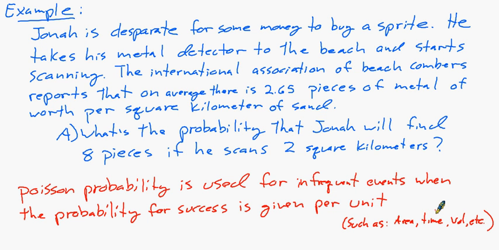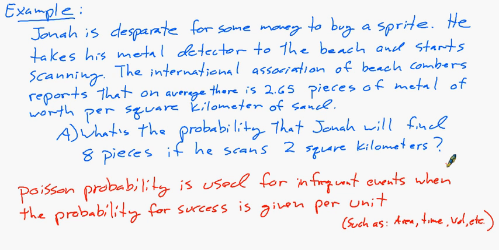You could have success of fishing, which is a classic example, where you catch a certain number of fish on average per hour. So that's per time. Or you could do it per volume. There's all kinds of different units that you could use. So in this case, there's 2.65 pieces of metal of worth per square kilometer. Right? So it's like a rate of probability. Now, kind of like geometric probability, there's a formula. And like geometric probability, we are not going to derive it.